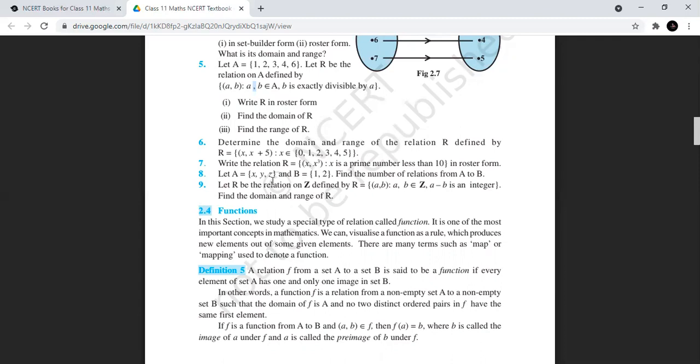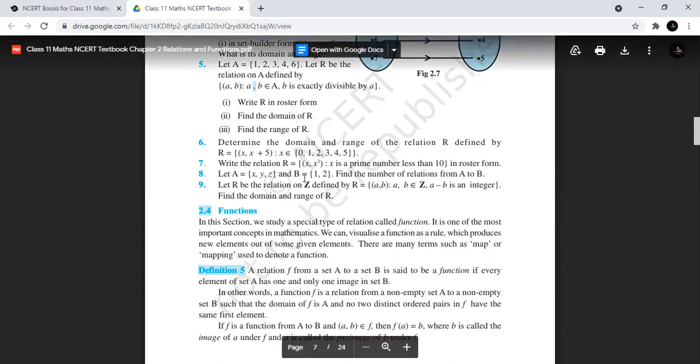Next, A is given as {X, Y, Z}, and B is {1, 2}. Find the number of relations from A to B. That is again formula based. Number of relations from A to B: consider the Cartesian product A cross B. How many entries will A cross B have? 3 into 2, so 6 entries will be there.